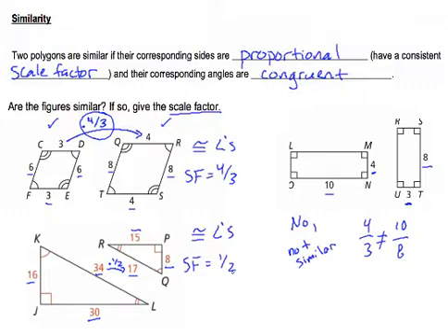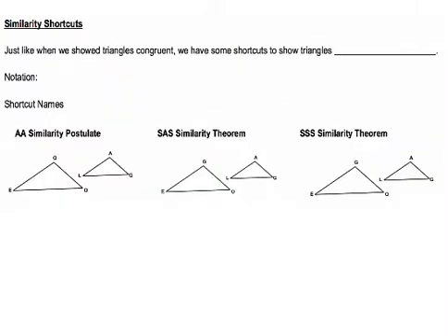So that is for any shape. Your shape could be a quadrilateral, could be a pentagon, could have any number of sides. We can follow that rule to decide if they're proportional, to see if they're similar. If we stick to only triangles, there are a few shortcuts here. So just like when we showed that triangles were congruent and we had shortcuts, we can also show that triangles are similar with some shortcuts.